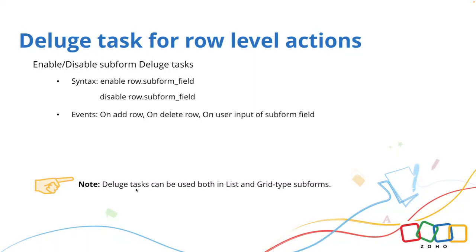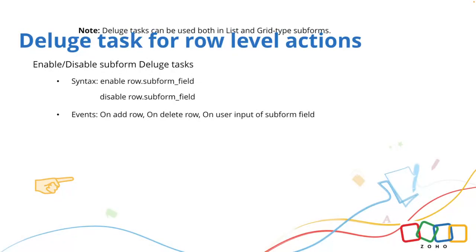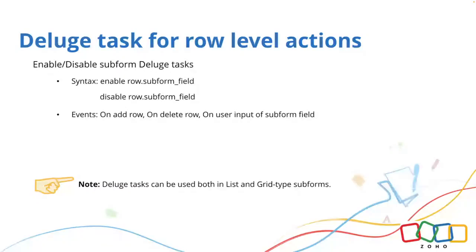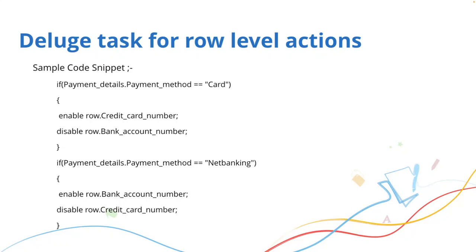Note, as I said, the Deluge task can be used both in list view as well as grid view. This is another important thing that we should note while making these changes. And apart from that, I'd like to show you a sample code snippet, how to make use of it. Take an example over here. I'll try to demonstrate as well, but we'll first try to understand it by looking at the expressions and the code snippet.